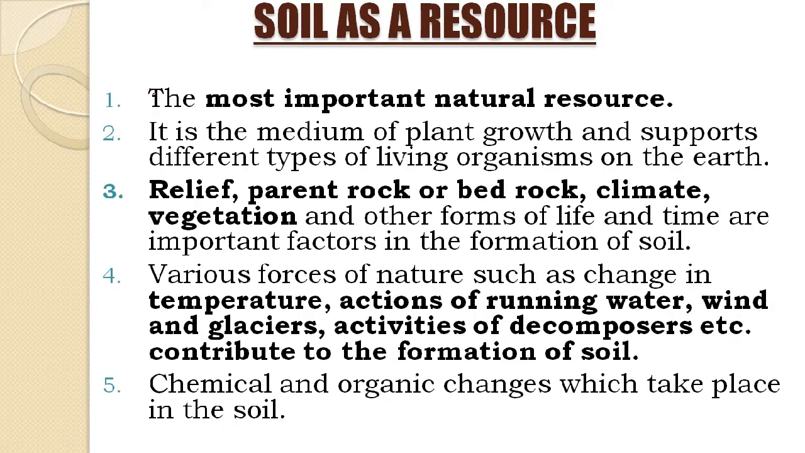Students, we have already seen in our previous classes that the most important natural resource is soil, because everything stands on soil. In the second point, we see it is the medium of plant growth and supports different types of living organisms. Students, if you remember chapter 5 of class 9th geography, we have already studied about the natural vegetation and wildlife. Can you relate these two terms, the plant growth with natural vegetation and the living organisms, to wildlife on the earth?